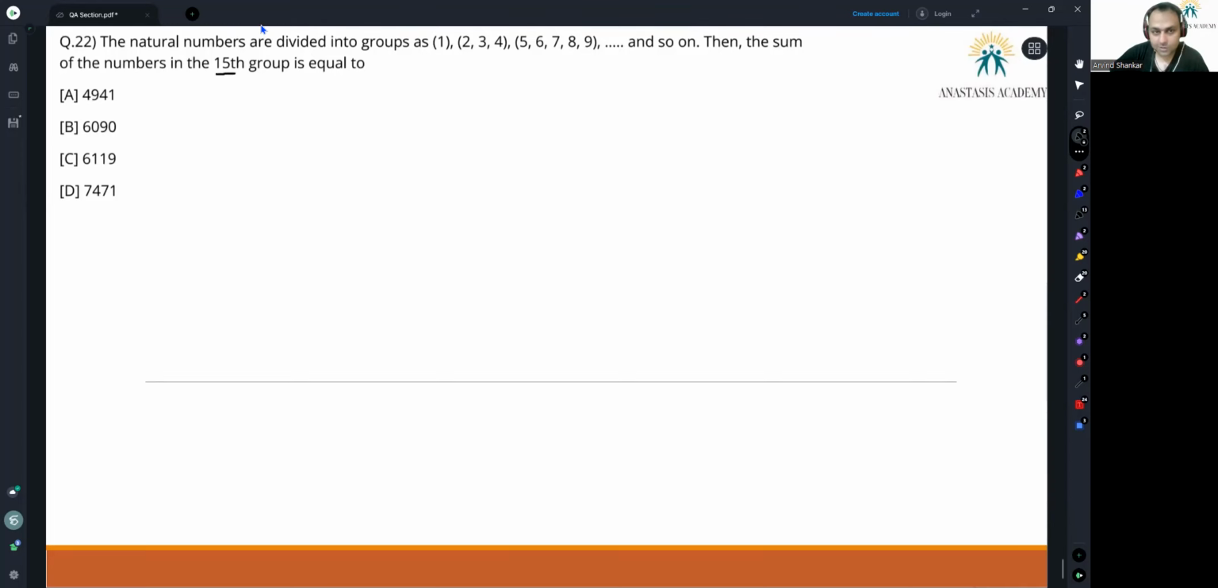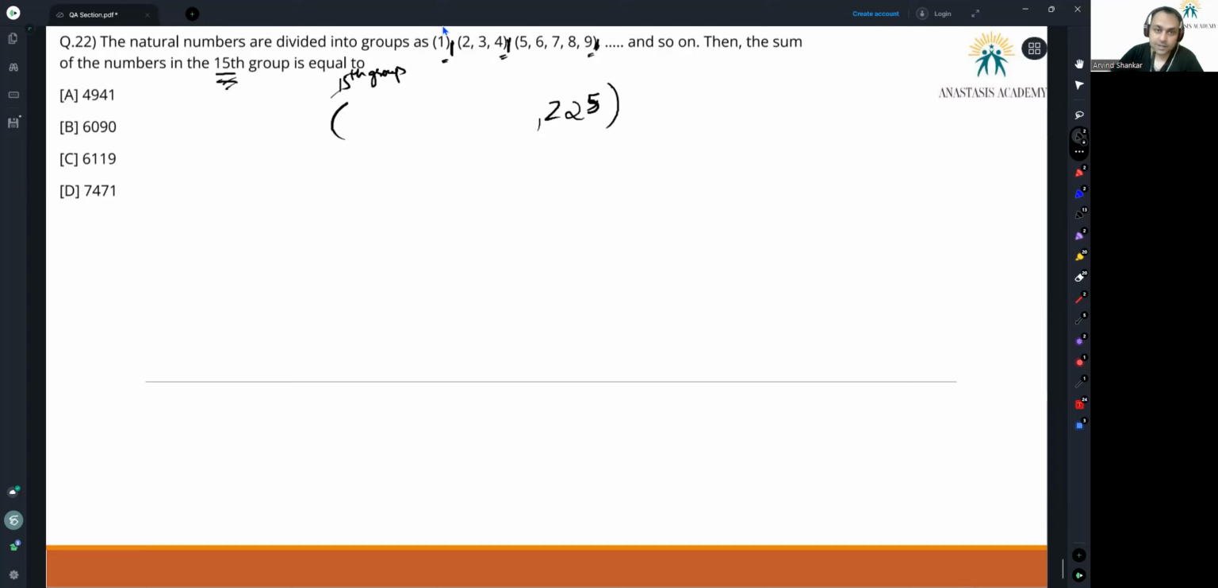Again, nobody expects you to know about the 15th group directly. You're expected to make observations about smaller groups and then work your way forward. The first group ends at 1. The second group ends at 4. The third group ends at 9. So the 15th group should be ending at 225, or the square term.